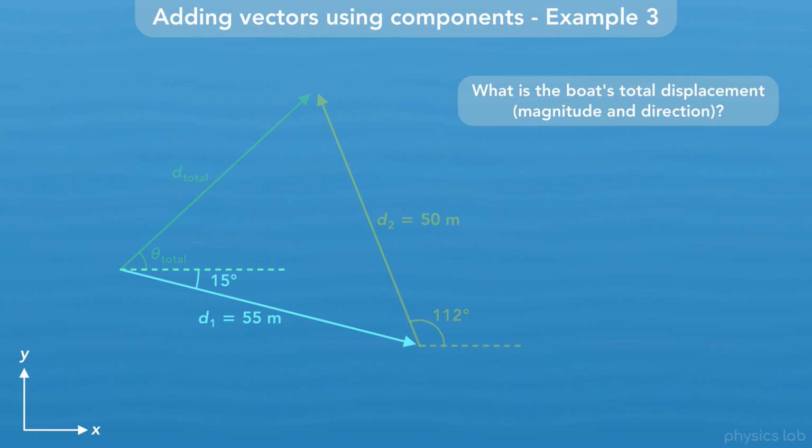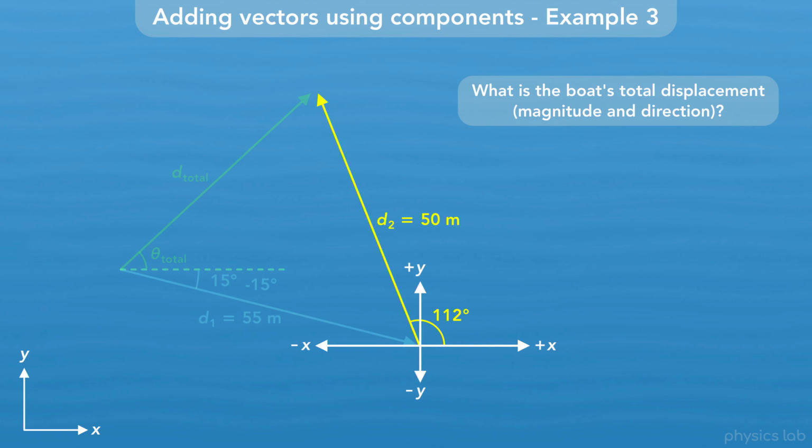The first vector, d1, has a magnitude of 55 meters, but this time it's at an angle of 15 degrees below the positive x-axis. Using the convention that we learned in a previous video, we would say it has an angle of negative 15 degrees because it's clockwise from the positive x-axis. This positive 15 degrees would be the reference angle.